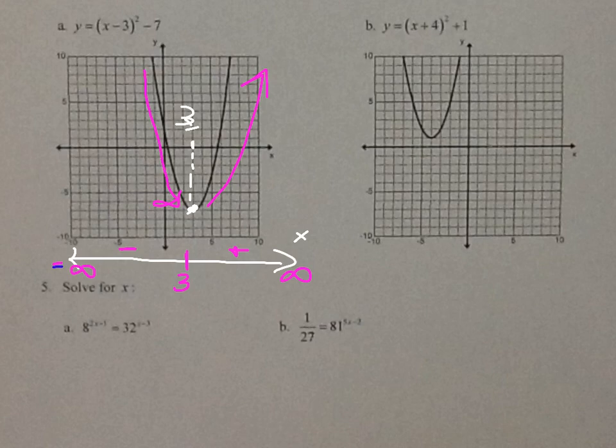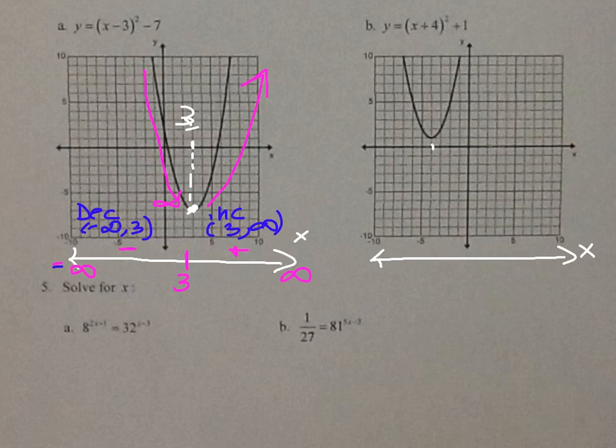So we just have to write this. It's decreasing from negative infinity to 3, and it's increasing from 3 to infinity. Okay, so let's work with the other graph on the other side. So again, we're going to draw a number line underneath. Remember, it's horizontal, so it's representing the x-axis.